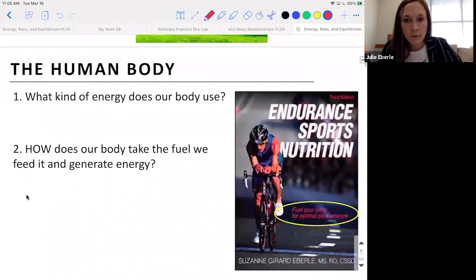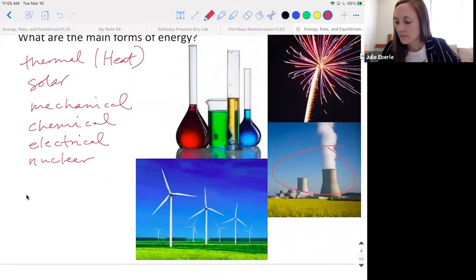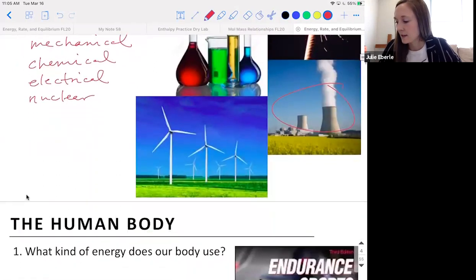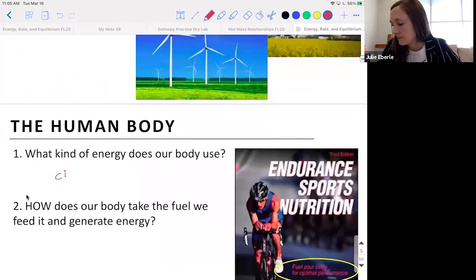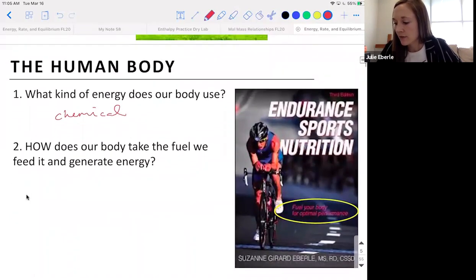So when we think about the human body a little bit more, what kind of energy does our body run on? You can look from this list. It's one of these. There we go, Bianca. Thank you. It runs on chemical energy. And we're talking about how we, well, actually, I want to go to question 2. How does our body take the fuel we feed it and generate energy?